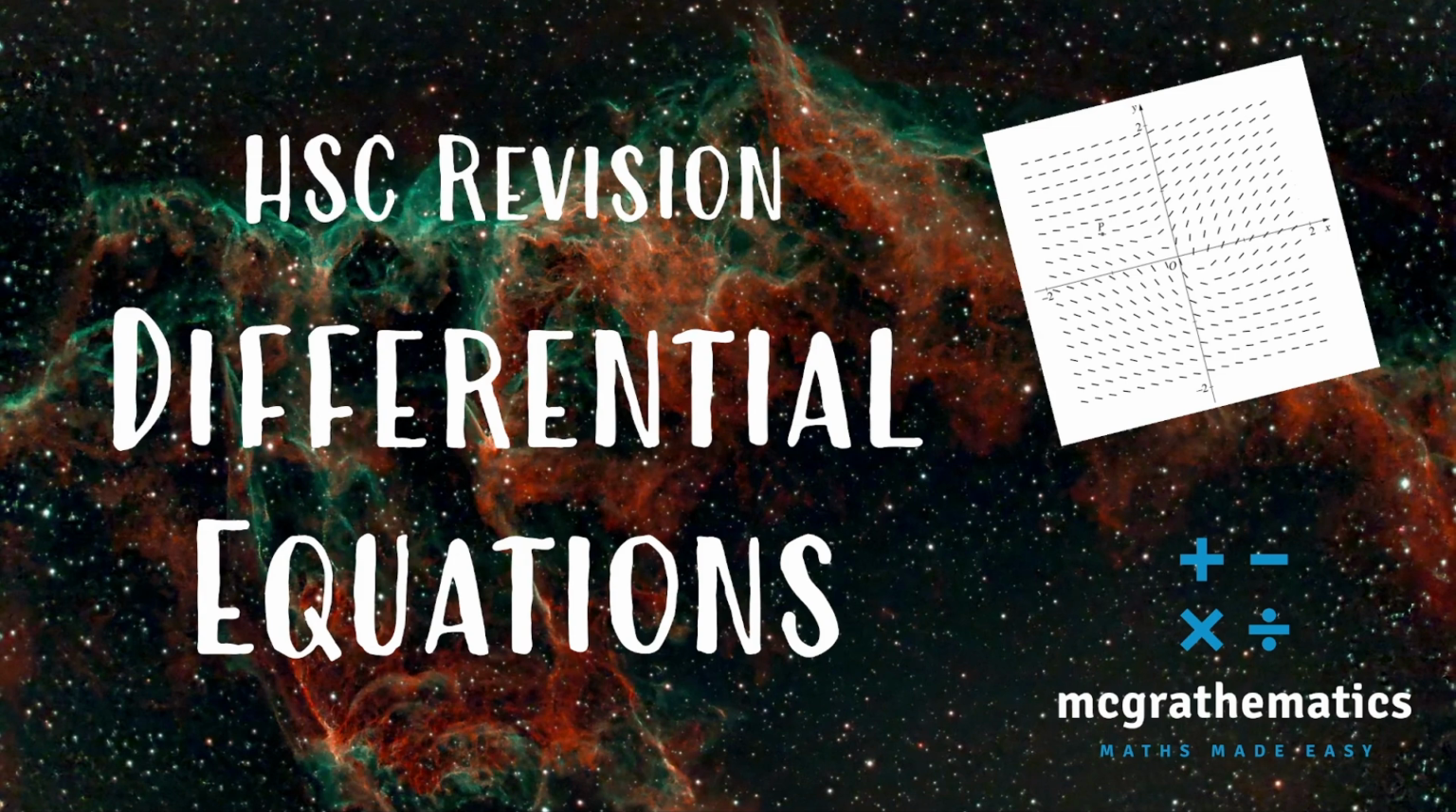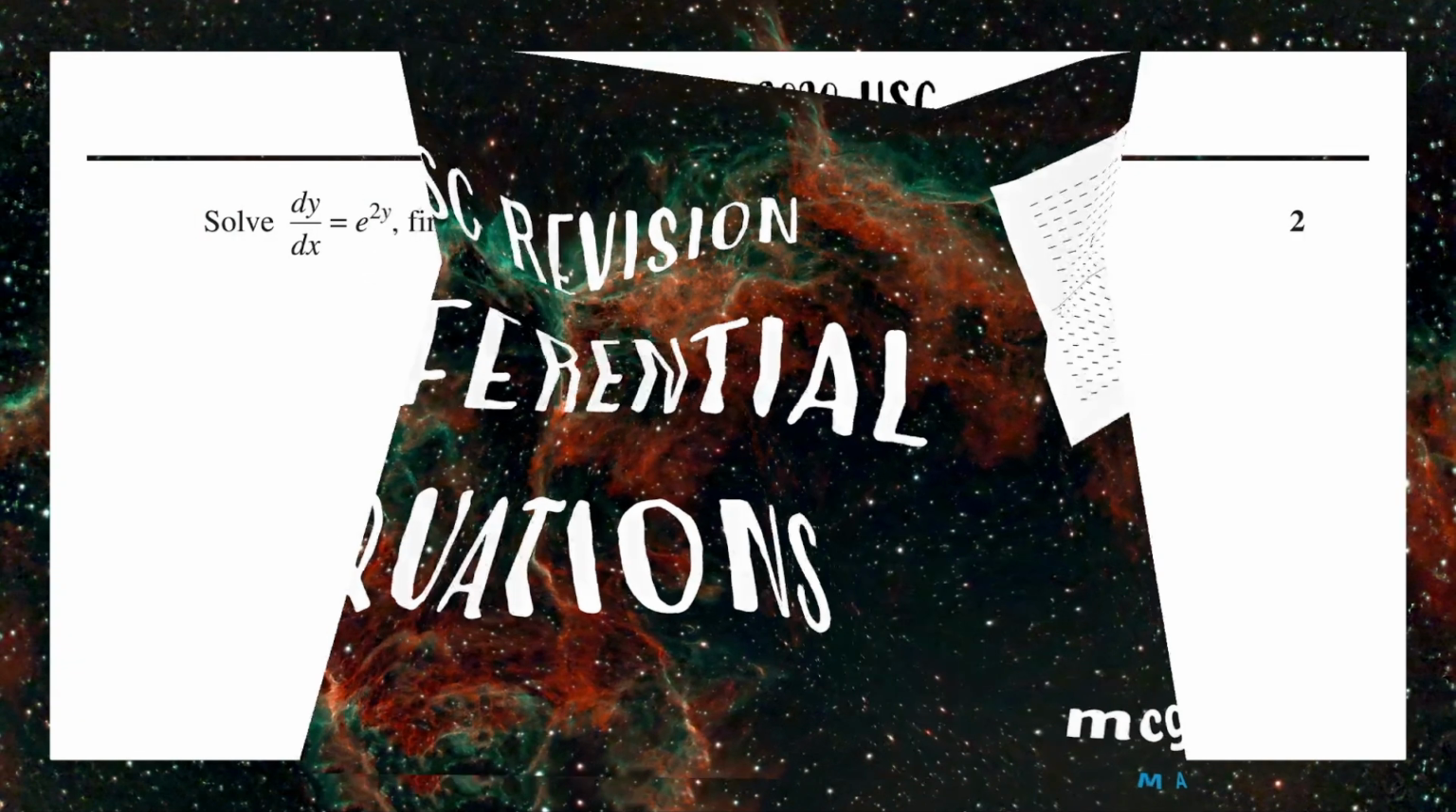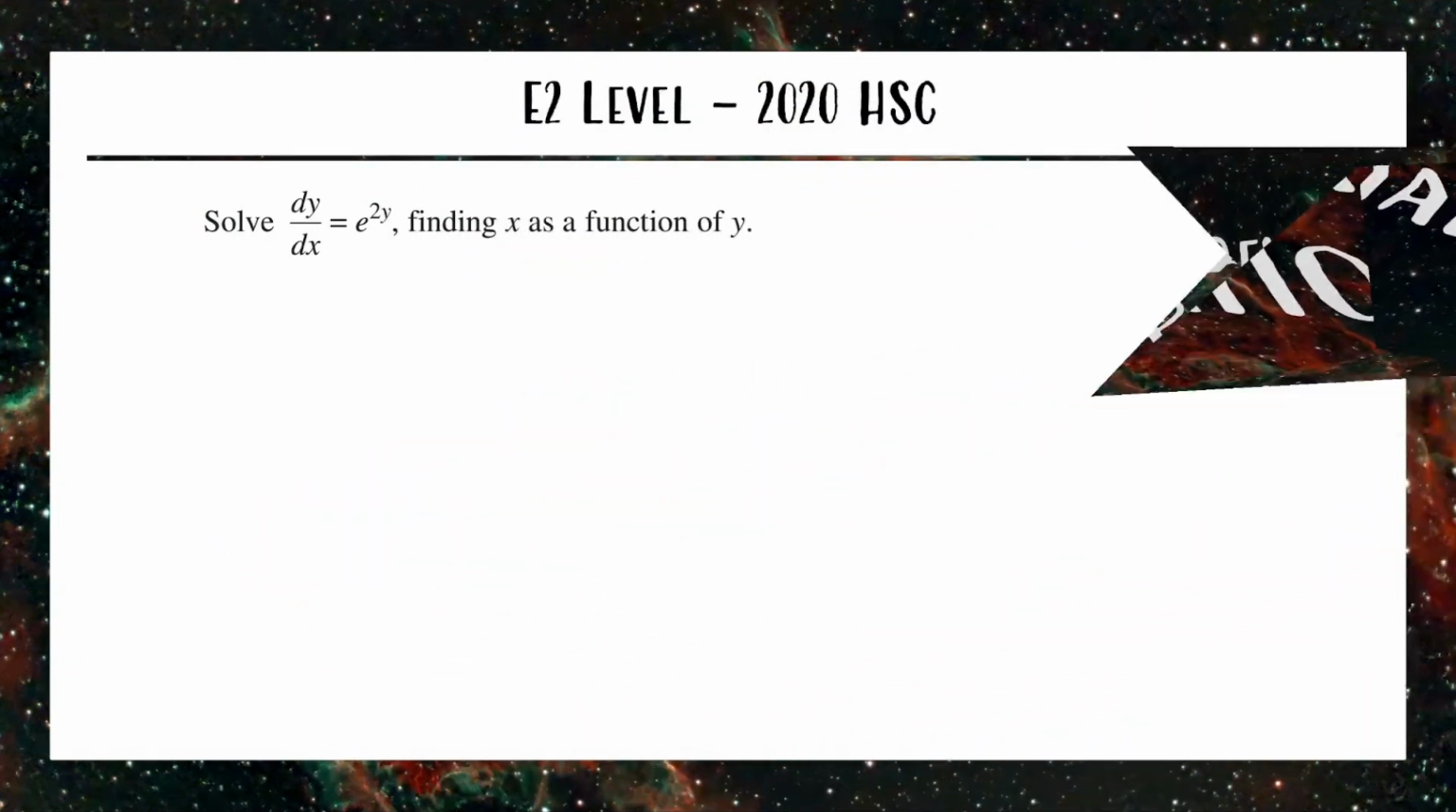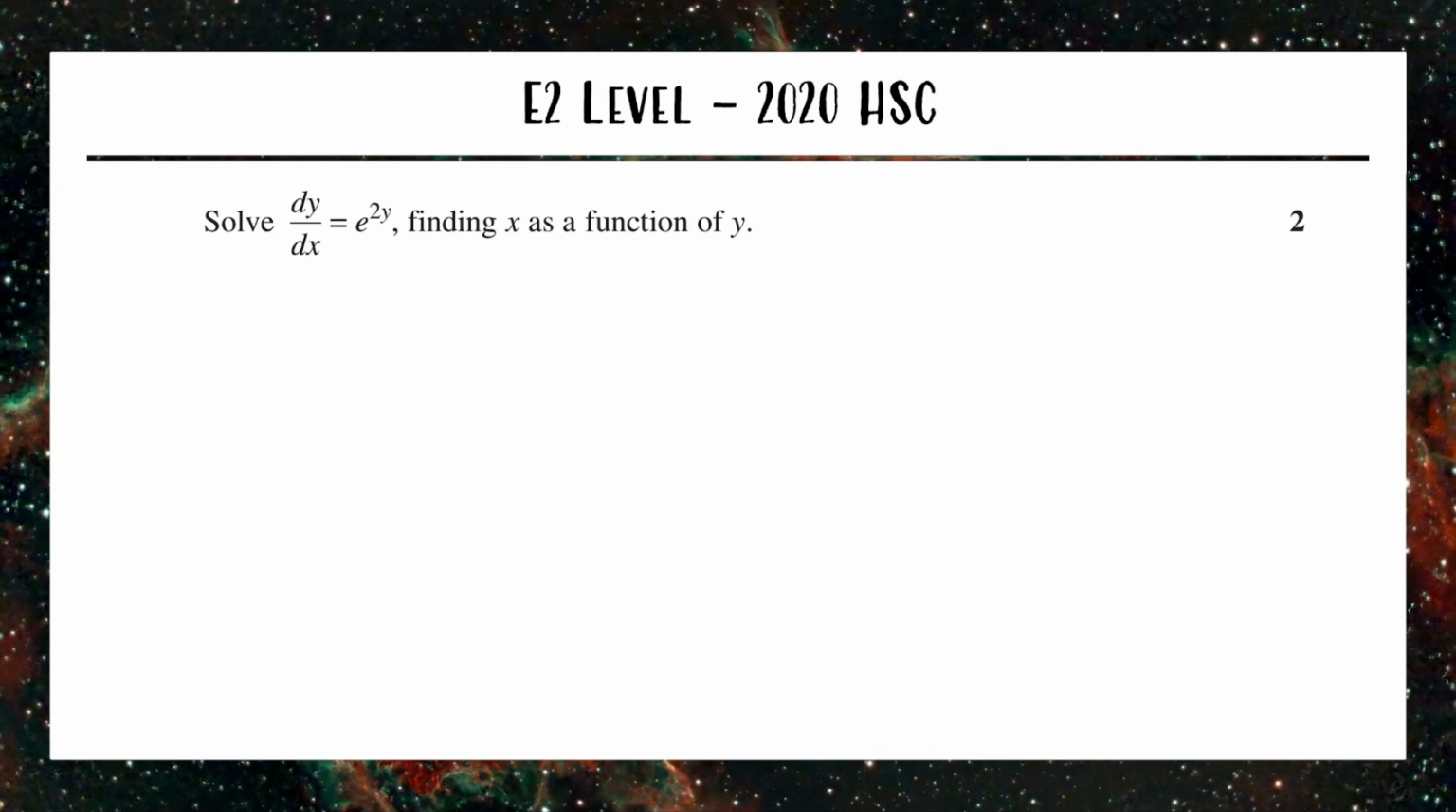Okay, we're going to go through a variety of difficulty, starting off with this one from 2020 HSC. It's an E2 level, so it's not meant to be super challenging. For 2 marks, the derivative of y with respect to x is equal to e to the 2y. We want to find x as a function of y. Okay, let's dive into it.